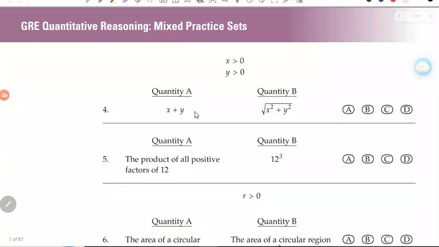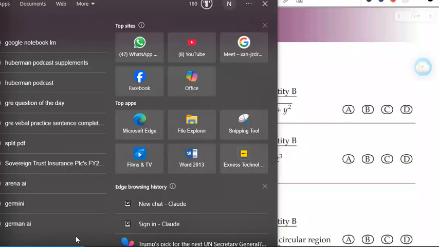Let's think of 10. Let's say 10 squared plus 10 squared, that is 200. So we are looking at the square root of 200 versus 20. So quantity A is greater, right? Let's consider another thing. Let's try 0.1 and 0.1.